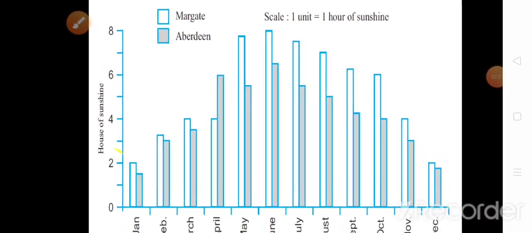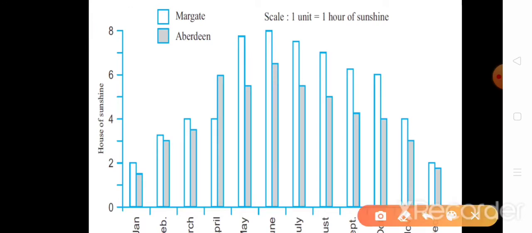So I believe the double bar graph is clear to you, as well as its requirement. And one more thing, you can see the scale here. 1 unit represents 1 hour of sunshine. It is particularly given for the y-axis, but we can also represent the scale for the x-axis, right?